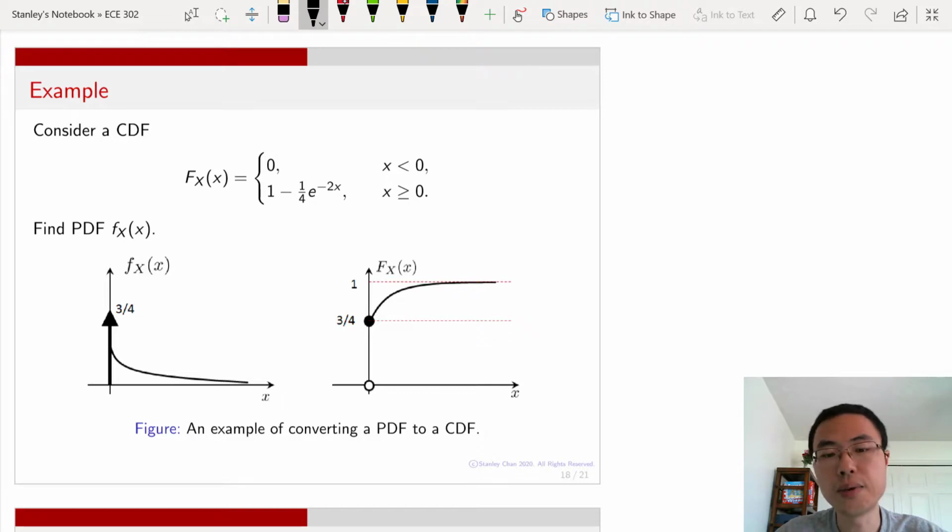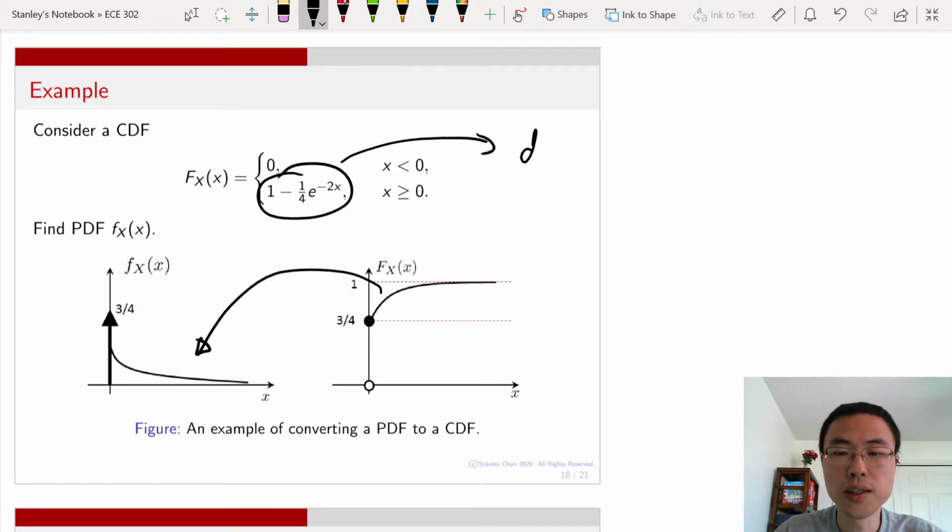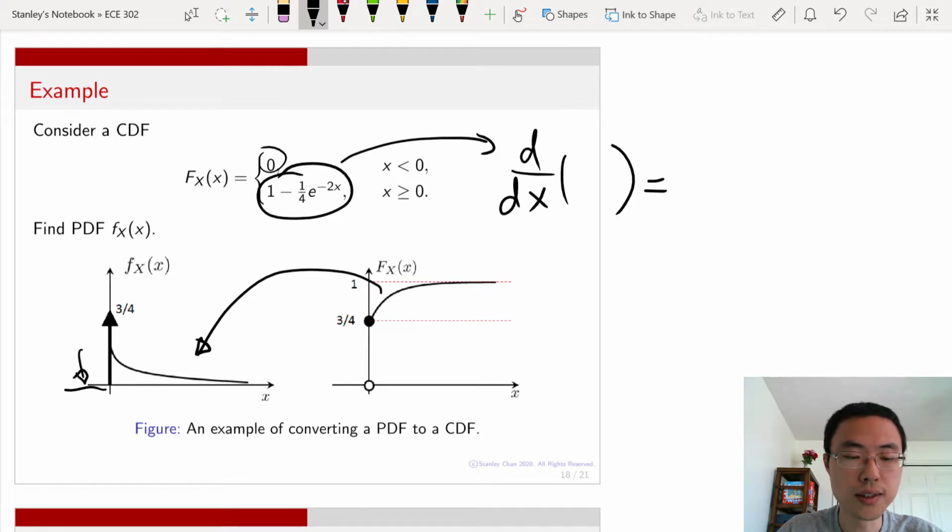We want to find the PDF. So we want to take the differentiation of this CDF. When you take the derivative of the CDF, that should be easy. You go through a d/dx of this function. You should be able to get a formula. And then for x less than 0, that's also easy, right? So for this range, that's easy.